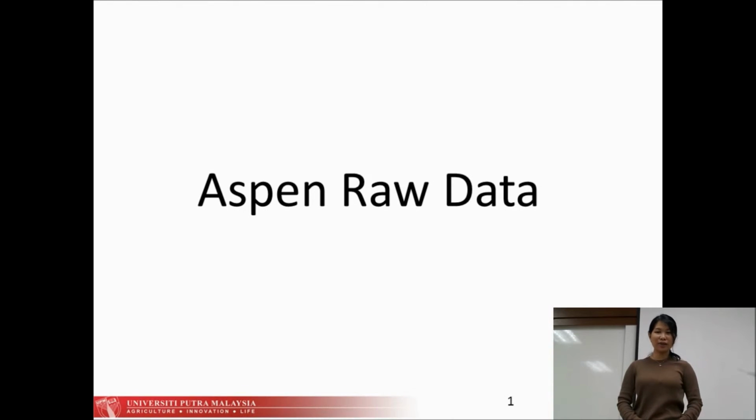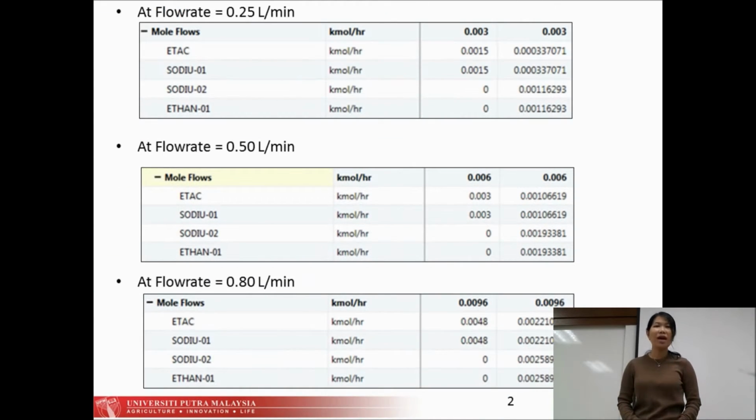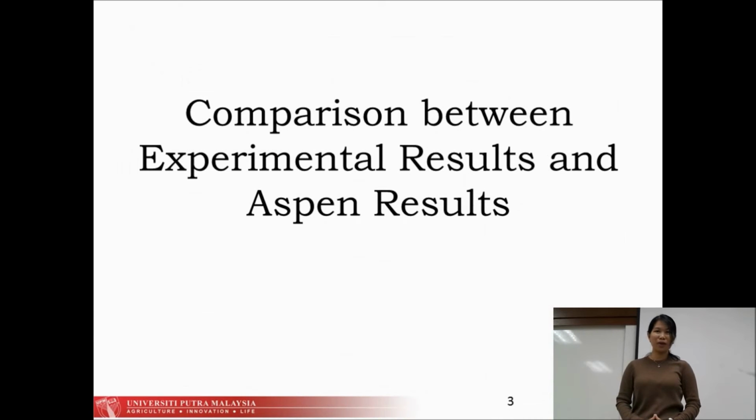After simulating using Aspen, we can get the raw data as follows. The third column provides the molar flow rates for each component in the feed stream, while the last column gives us molar flow rates in product stream in kmol per hour. The results are simulated respectively at 0.25, 0.5, and 1 liter per minute. Now, let's look at the comparison between experimental and Aspen value.